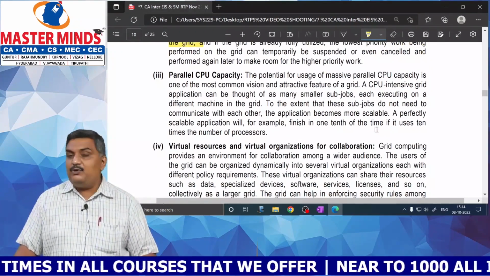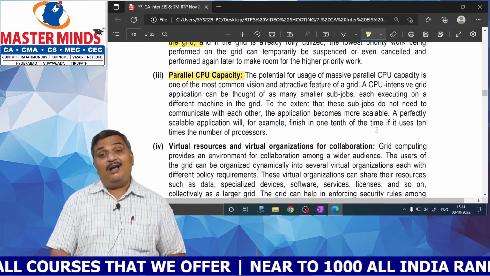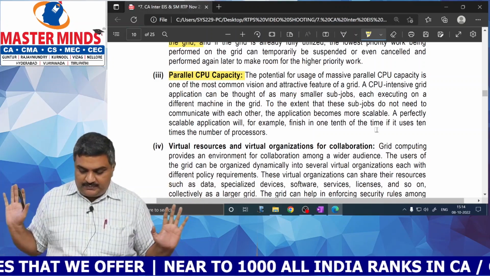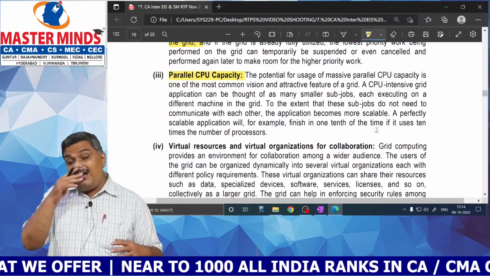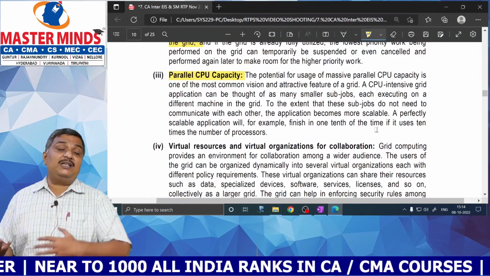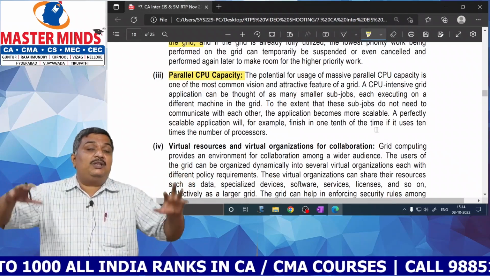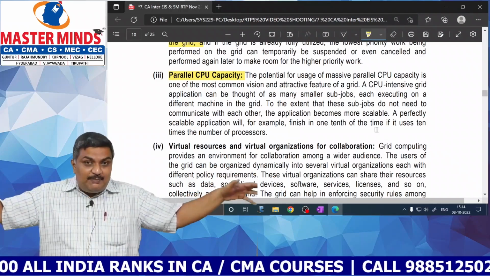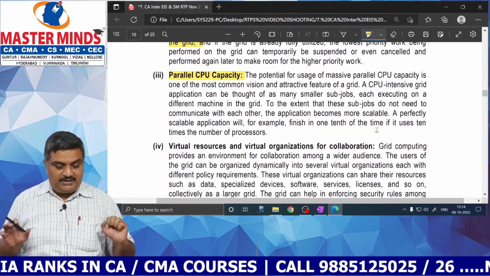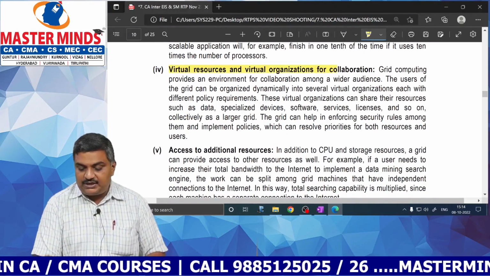And parallel CPU capacity. See, this is the biggest advantage. That is why we say grid computing is the cheapest alternative to a supercomputer. Because in a grid computer, we will have parallel CPU capacity like in a supercomputer. Because your work is now being done by multiple CPUs, because the work is being shared with different systems having different CPUs. So definitely there will be parallel CPU capacity. That is the most important thing. And virtual resources and virtual organizations for collaboration.